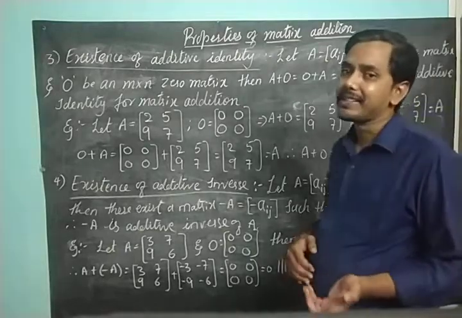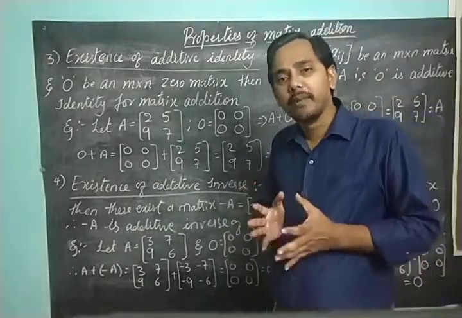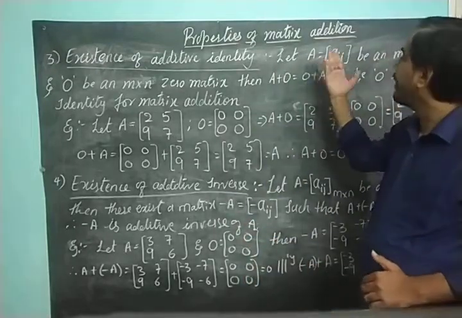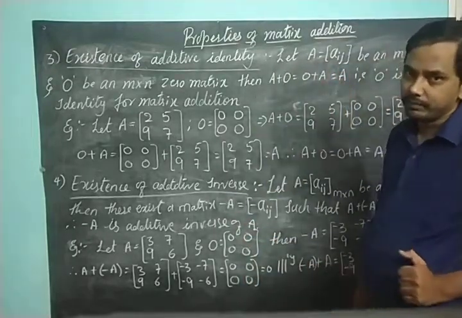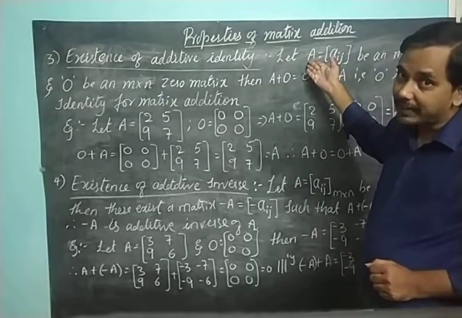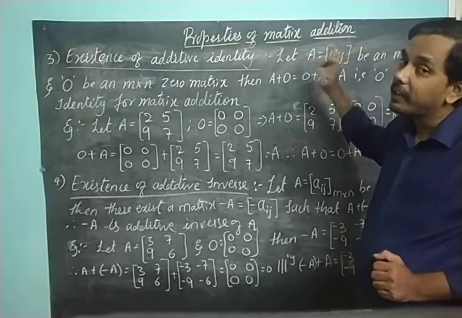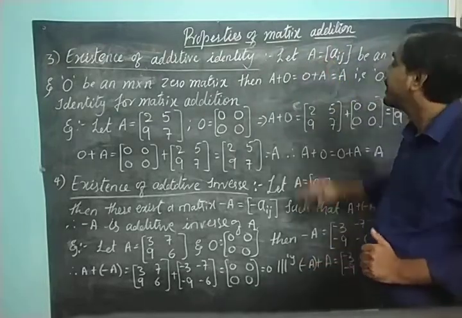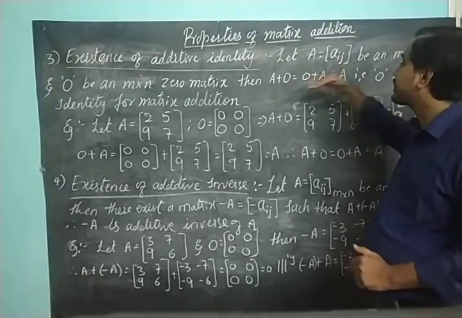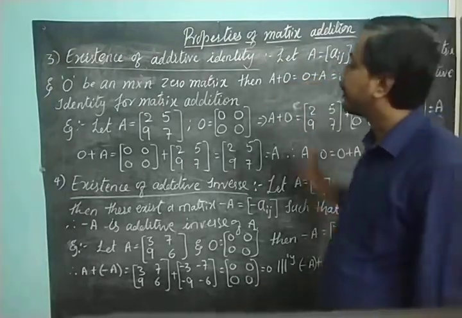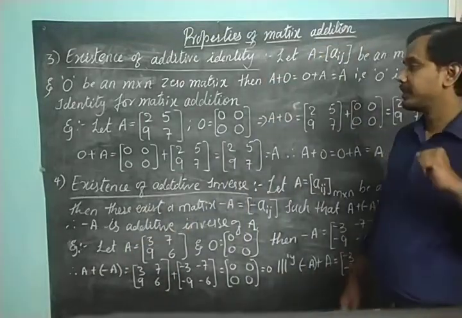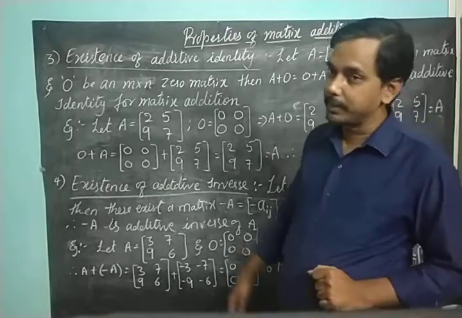What is an identity matrix? If you add the identity matrix to matrix A, then the value of matrix A should not change. Is that clear? That is possible only if A plus O is equal to O plus A is equal to A. If this condition is satisfied, then we call O the identity matrix for the addition process. Let us understand it with a simple example.